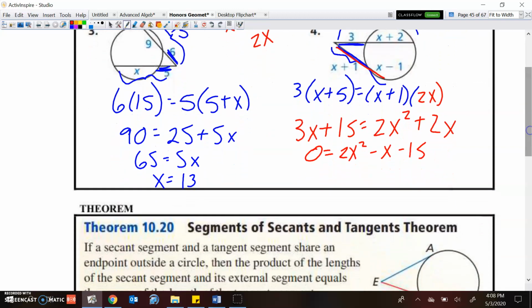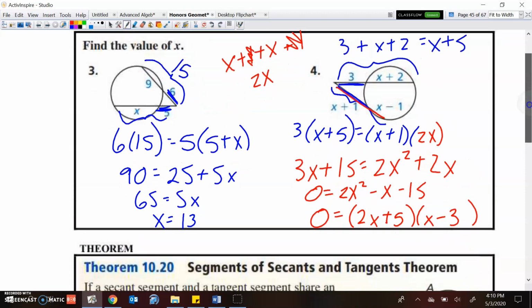Now we haven't done one of these in a while, but we're going to have to go ahead and do a little bit of factoring or quadratic formula. So let's try it out. Let's see if we can do it. How about 2x plus 5 and x minus 3? That multiplies to give us negative 15, and my outer is negative 6. My inner is 5. That gives me a negative 1, so it worked.